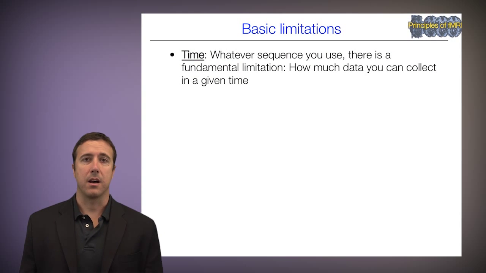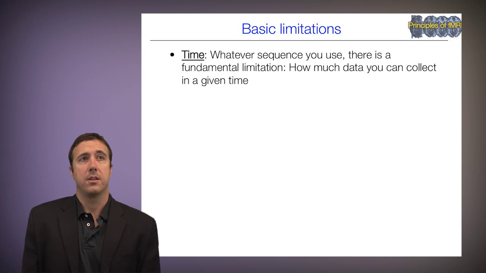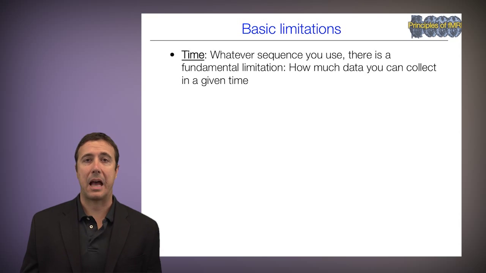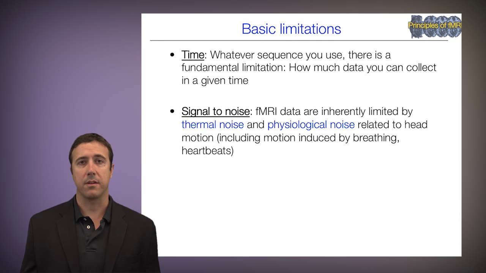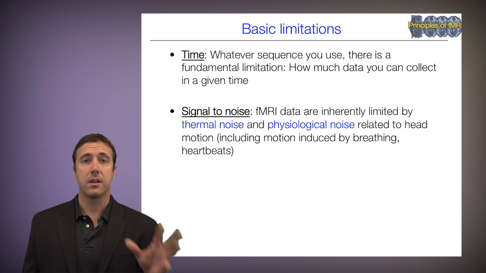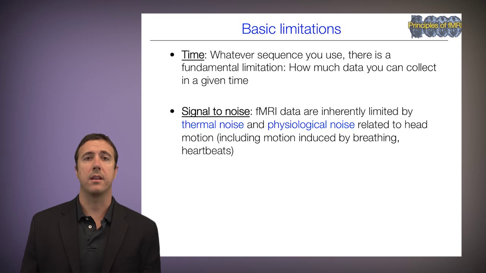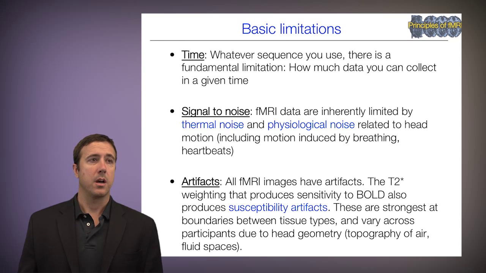There are some basic limitations. The first one is time. Whatever sequence you use, there's a limitation in how much data you can collect how fast, and that's a fundamental limitation that governs many of these trade-offs. Secondly, there's a signal-to-noise limitation. fMRI data are inherently noisy. There's thermal noise related to the scanner. There's physiological noise related to head movement, and head movement induced by other kinds of physiological artifacts and other kinds of vascular artifacts as well.